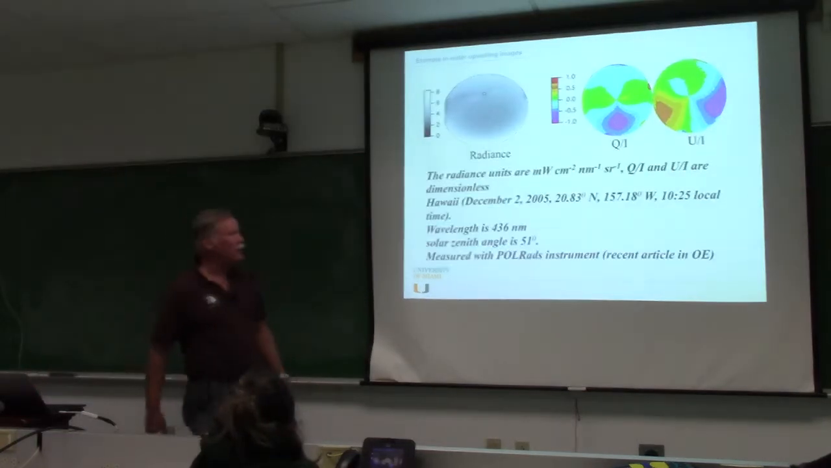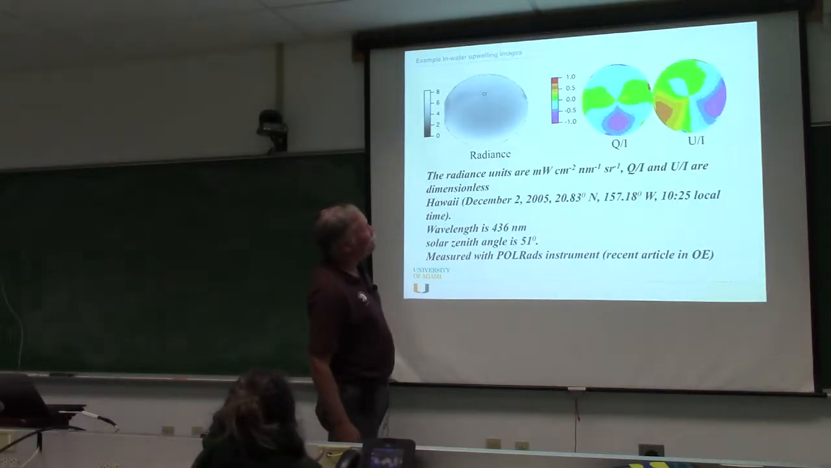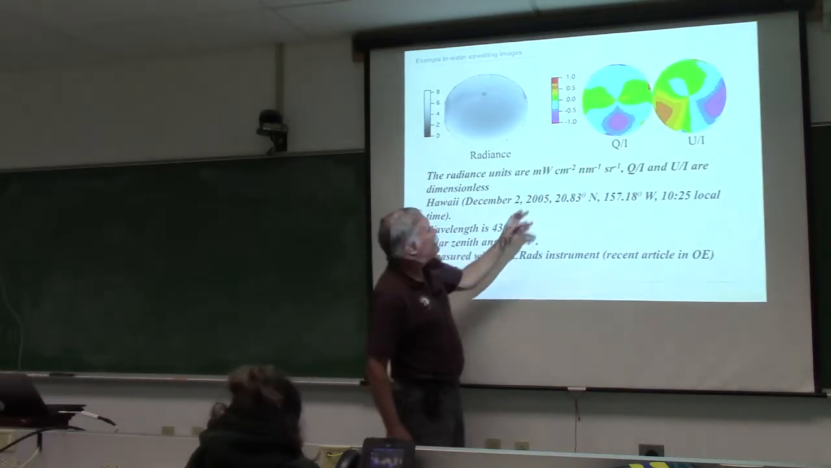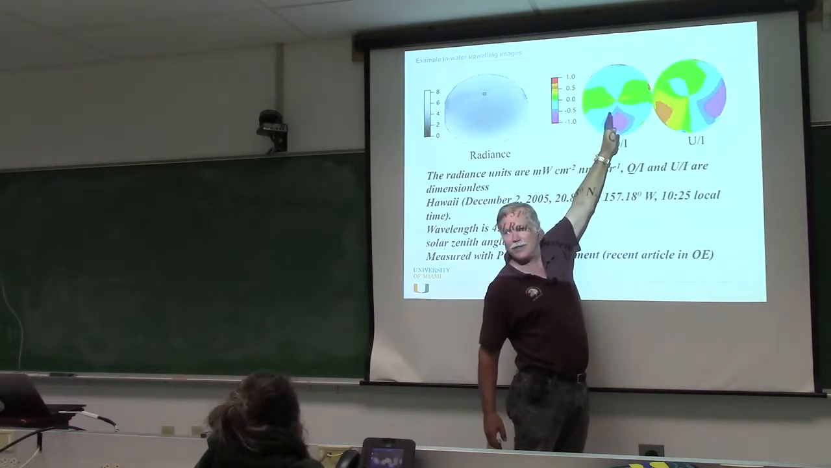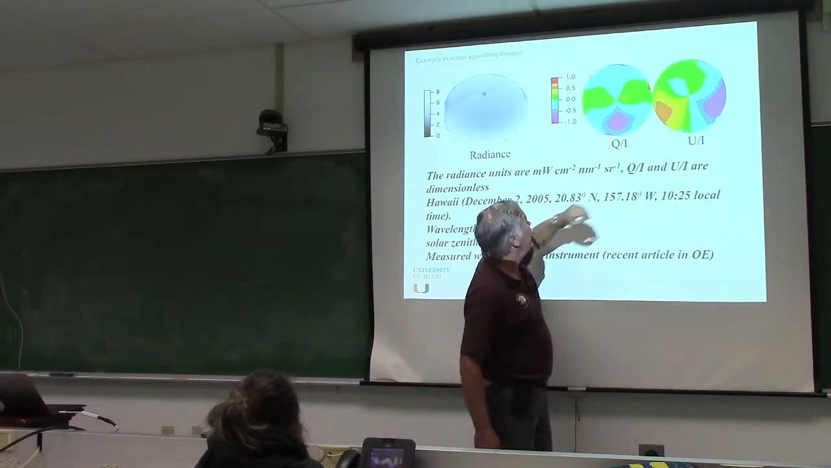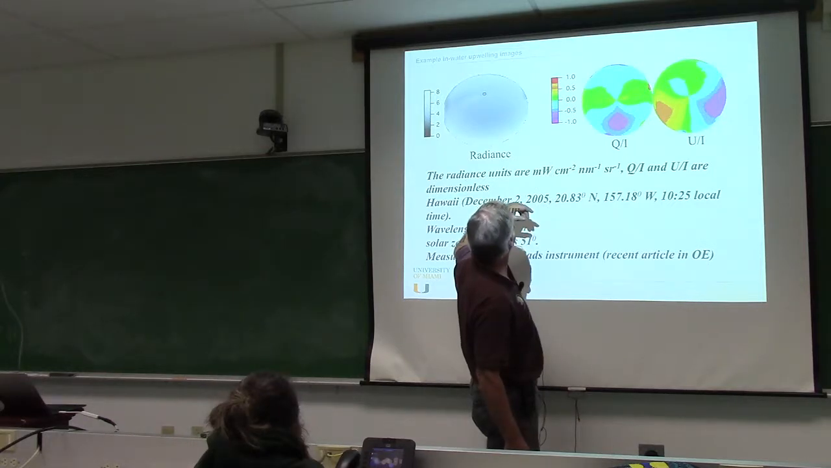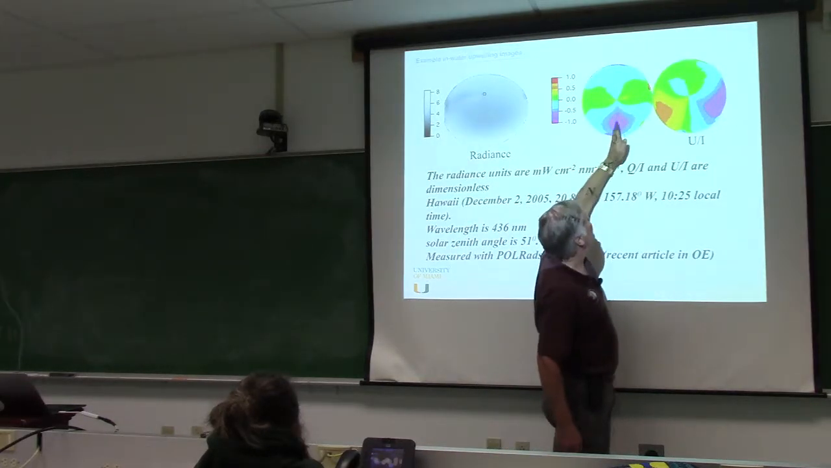Here's an example for in-water upwelling data. This is Q and U, and look, it's pretty similar picture to what it was for the sky. This is clear water, and so if you look, it's sort of the same.